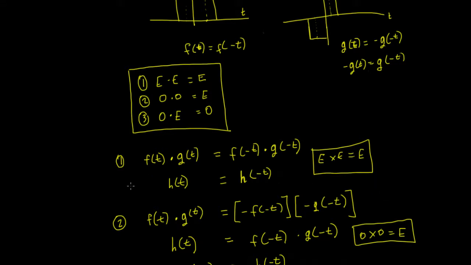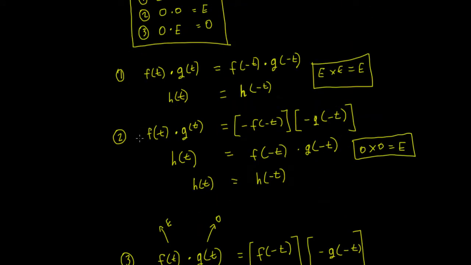Now if we look at an odd times an odd, so let's say both of them are odd functions, then f of t times g of t would be, we could write the odd function f of t as minus f of minus t, and the odd function g of t as minus g of minus t. The two minuses cancel out, and when we multiply these two together it gives us h of t, but it's h of minus t. So again the combined function h of t would be h of minus t, which is an even function. So an odd times an odd is going to give us an even as well.